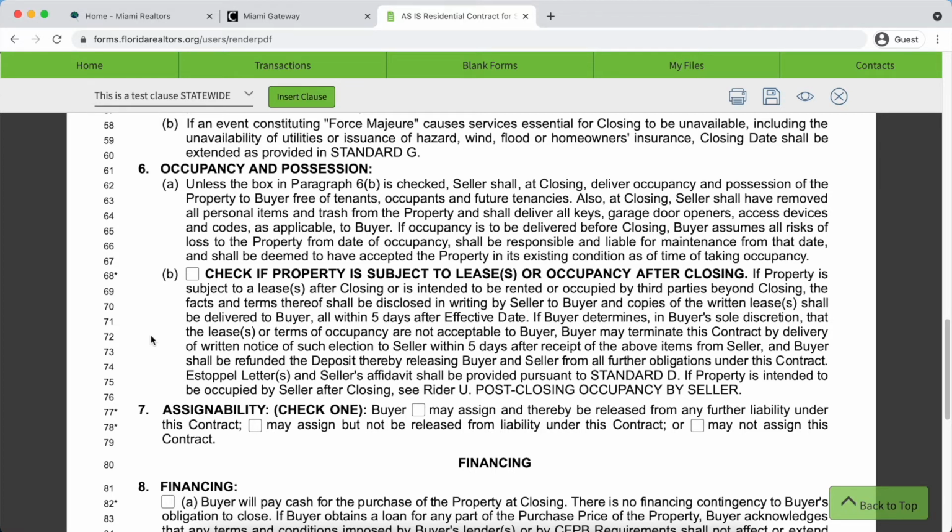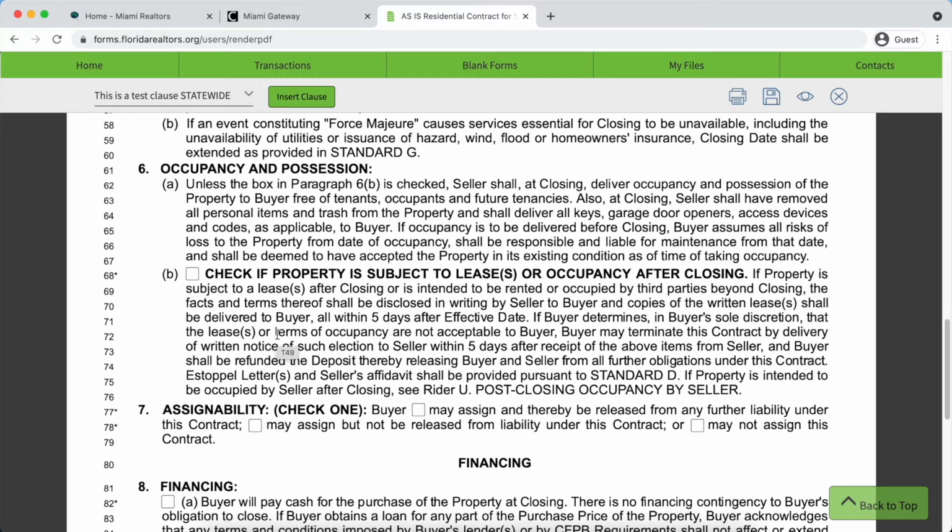The tenant estoppel letter is basically a form that is filled out by both the landlord and the tenant. Both of them sign acknowledging what monies that landlord is holding. Could be advance rent, security deposit, things of that sort. That's done to avoid any dispute as to what the new buyer is going to be receiving at closing.